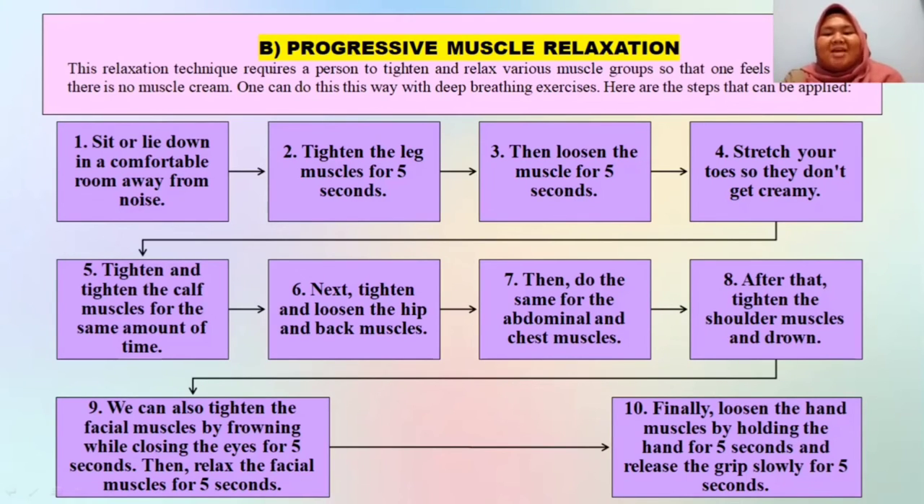Then we need to do the same for the abdominal and chest muscles. After that, tighten the shoulder muscles and relax. We can also tighten the facial muscles by frowning while closing the eyes for 5 seconds, then relax the facial muscles for 5 seconds. Finally, loosen the hand muscles by clenching the hand for 5 seconds and release the grip slowly for 5 seconds.